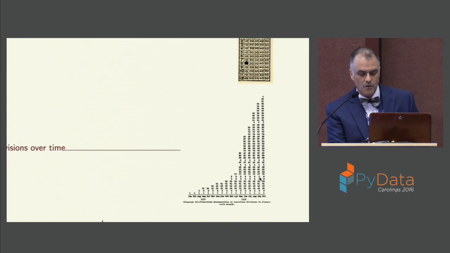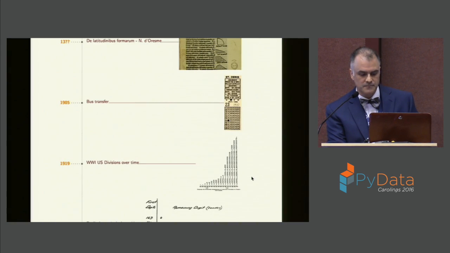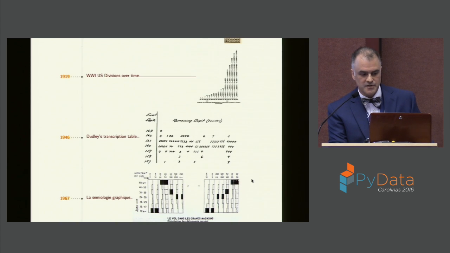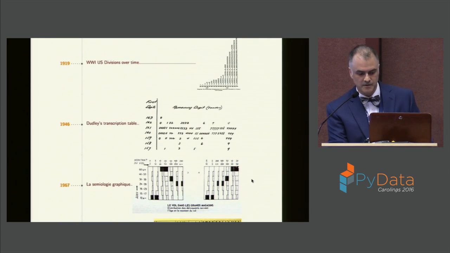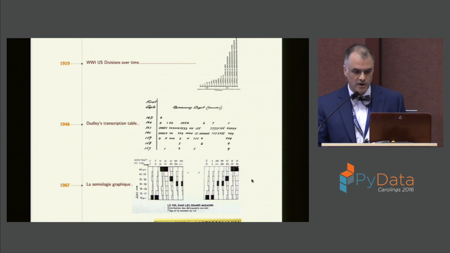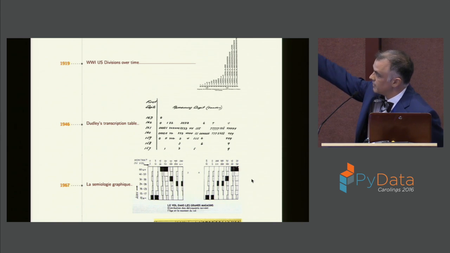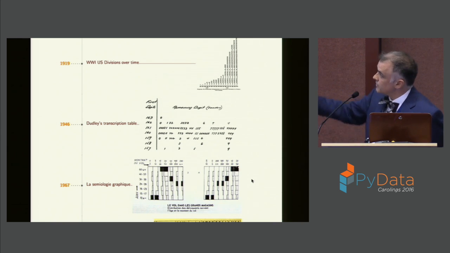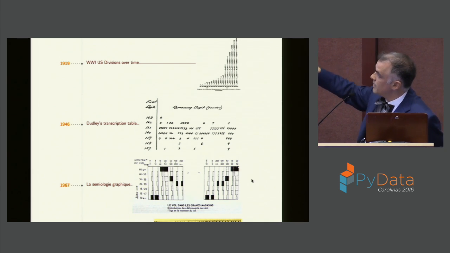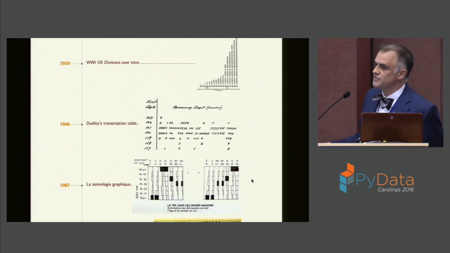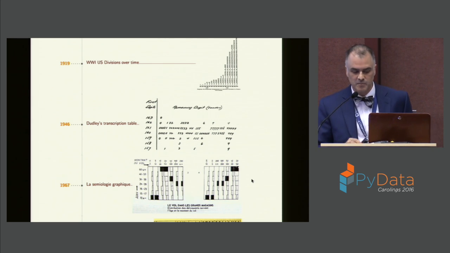And if we continue over, there we go, 1946, Dudley had a book for engineers where he's basically producing a transcription table. So that transcription table has columns. However, since they are not stacked, it's not yet quite the stem and leaf plot.